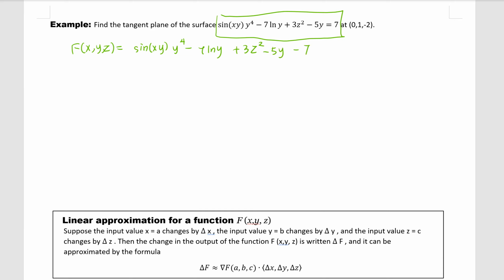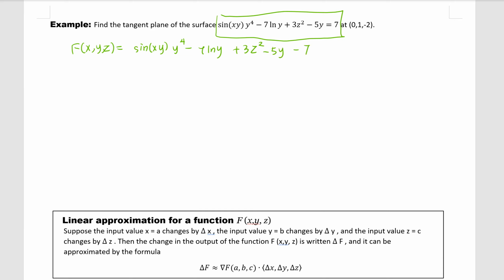Alright, let's continue. Fz: the first term is gone, 7 ln of y is gone. 3z squared becomes 6z, and that's it, right? Oh, my 6 is ugly. Okay, now let's plug in the point (0, 1, negative 2). Cosine 0 is 1. Y to the 5th, 1 to the 5th is 1. So this is 1.